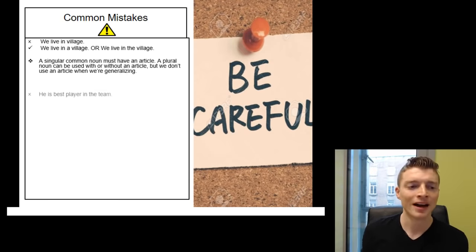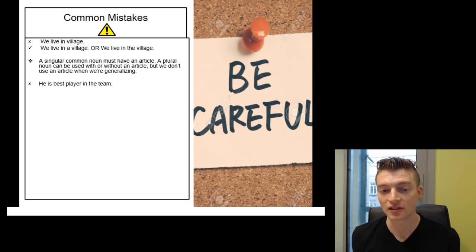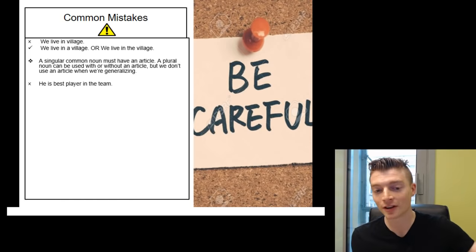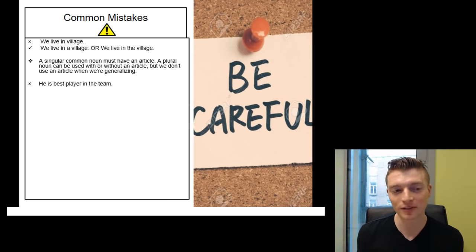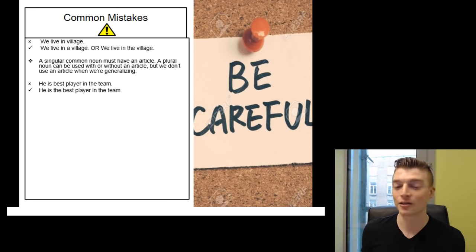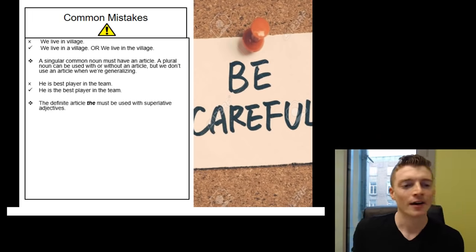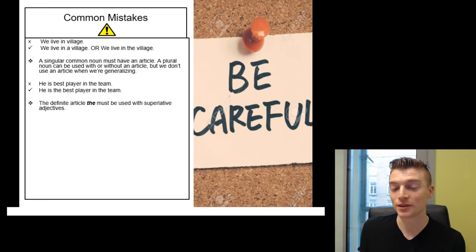Great, okay. Another one of the most common mistakes. Have a look here. He is best player in the team. So, best. This is a superlative. Can you guys remember our rule? For superlatives, we must use the. So he is the best player in the team. Great, well done. So the definite article the must be used with superlative adjectives.